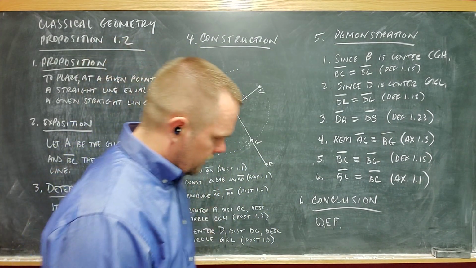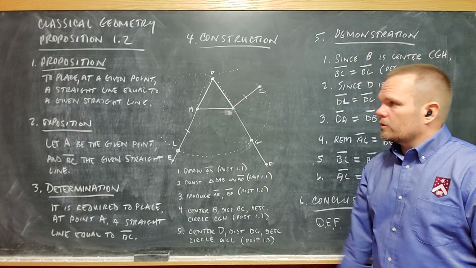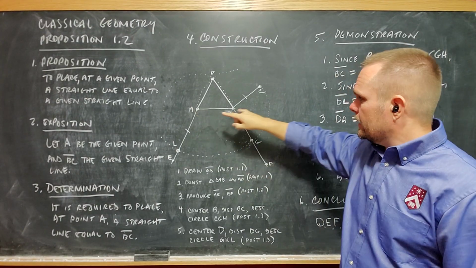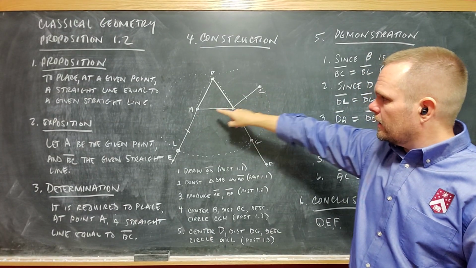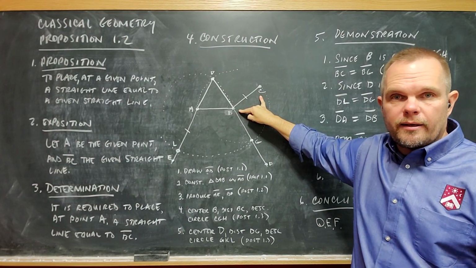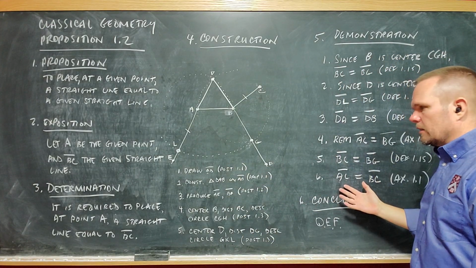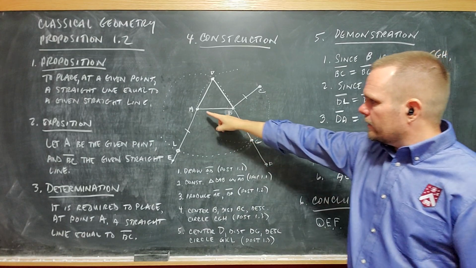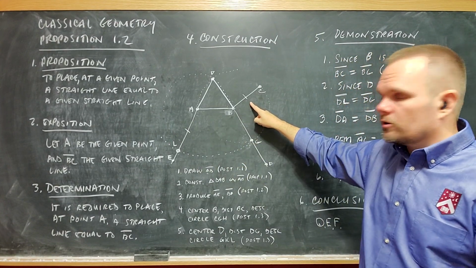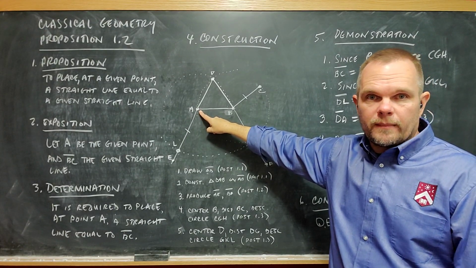So this here is the full solution to proposition 1.2. We were given a point A, and we were asked to construct a straight line at point A that was equal in length to a given straight line BC. Through the steps of our construction and through the steps of our demonstration, we've proven that this line AL that we've drawn here is in fact equal in length to the straight line BC, and it's drawn at point A, which was to be done.